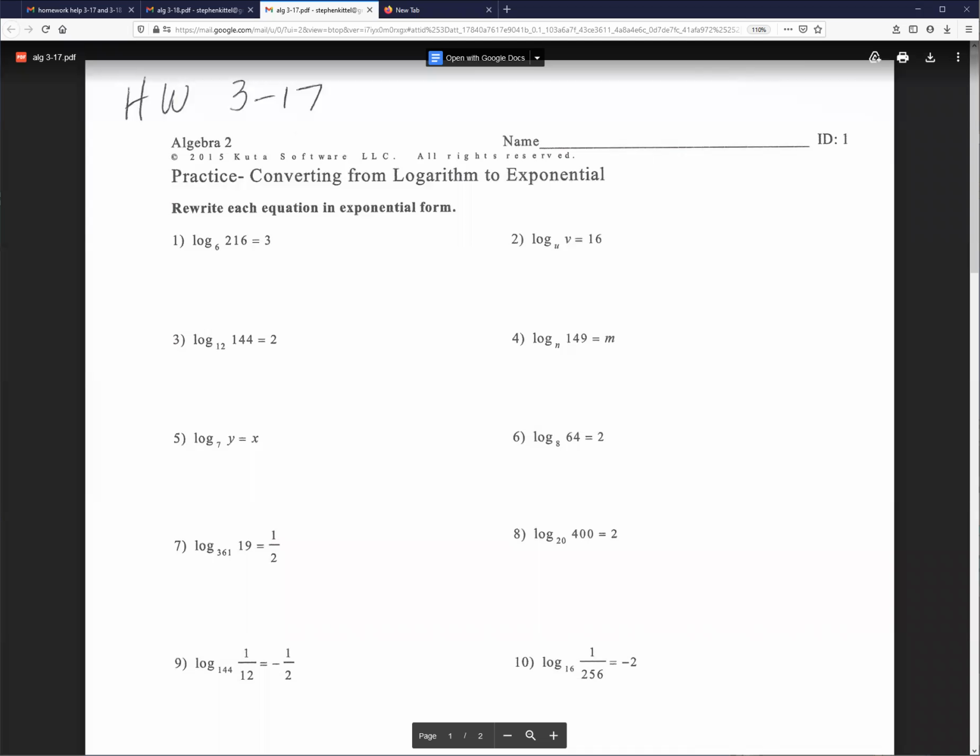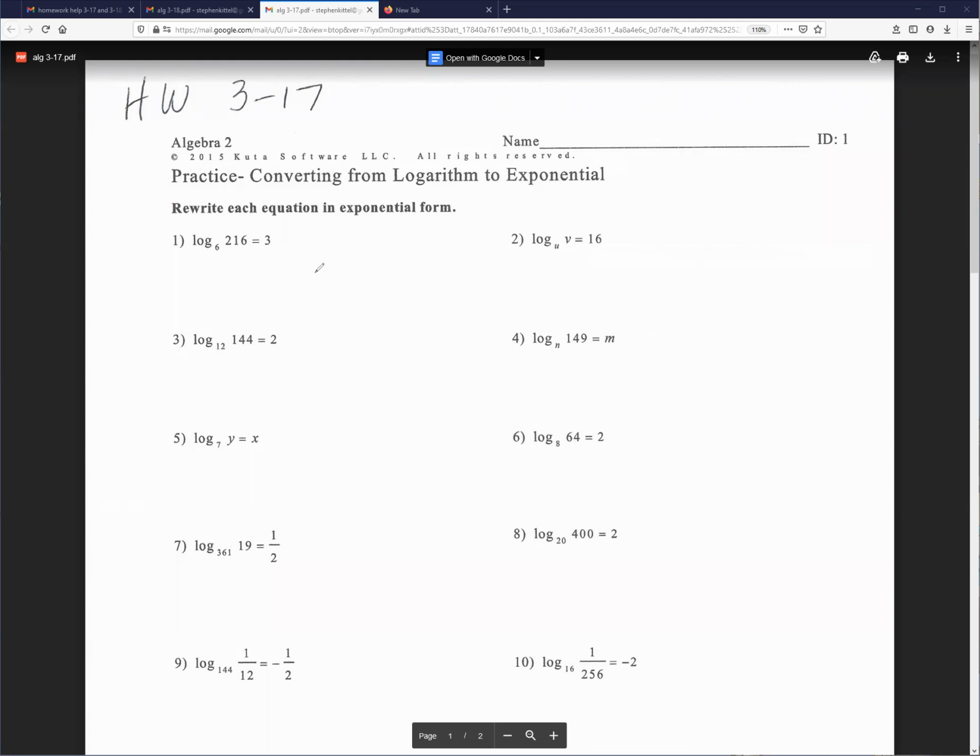Hey folks, we're going to talk about some logarithms today, one of the most challenging topics for any Algebra 2 student, and one that I have kind of a sore spot for because I find that teachers tend not to teach it in a very effective manner. I'm going to talk today with this practice sheet, which is about rewriting equations that are a logarithm in exponential form.